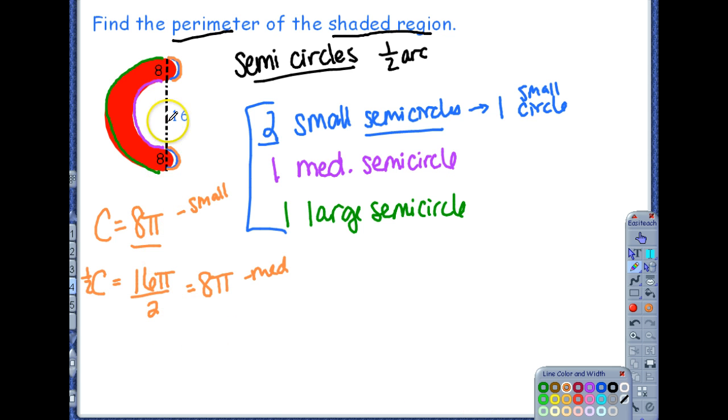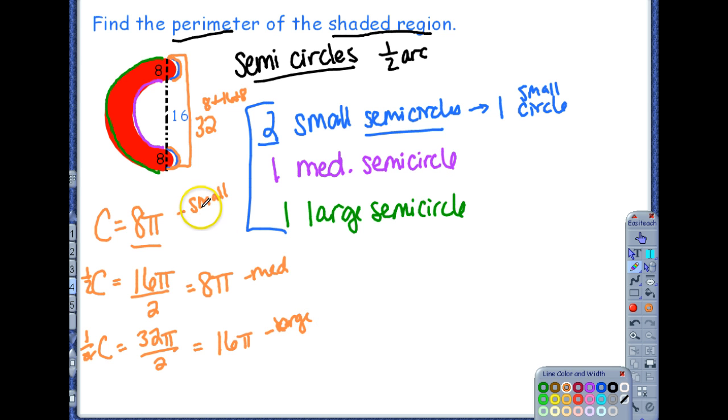Okay, and then when we move to the large circle, they don't just flat out give us that diameter. So you're going to have to add up all of those. 8, 16, and 8 gives you a total of 32 as the diameter. I want half of that larger circle's circumference, so 32 pi divided by 2 gives you 16 pi, and again, that's the large one. So we've got our small, the medium, and the large.